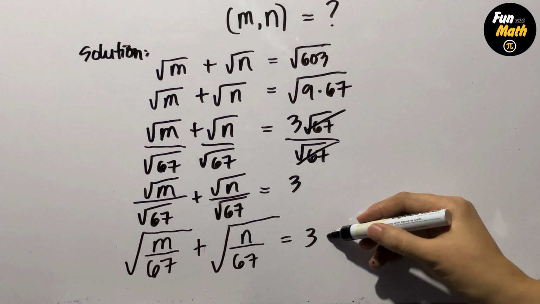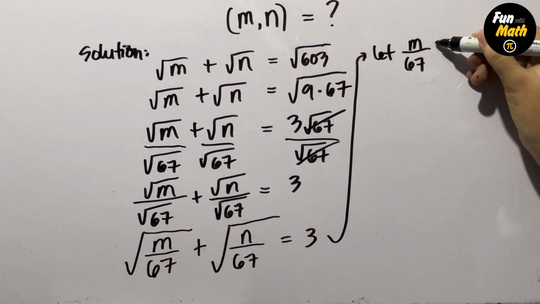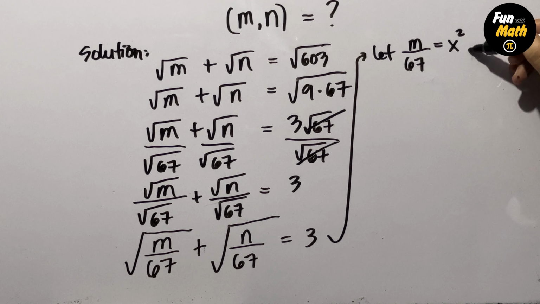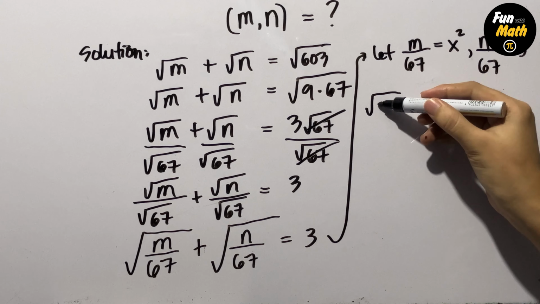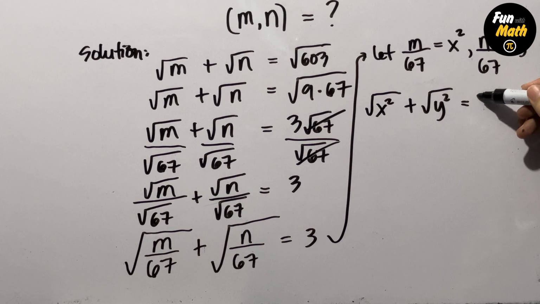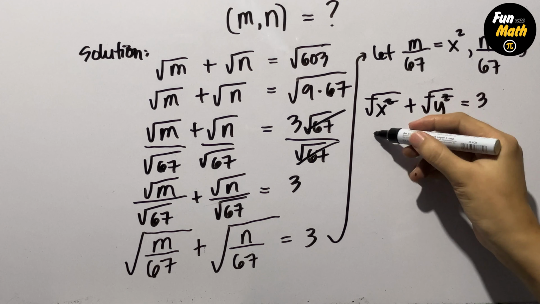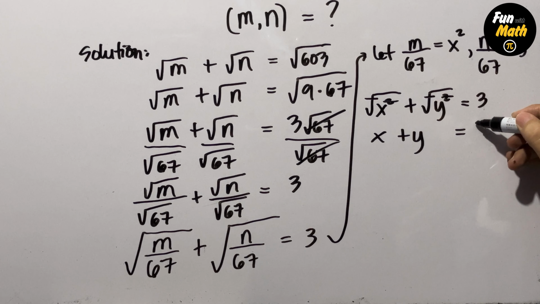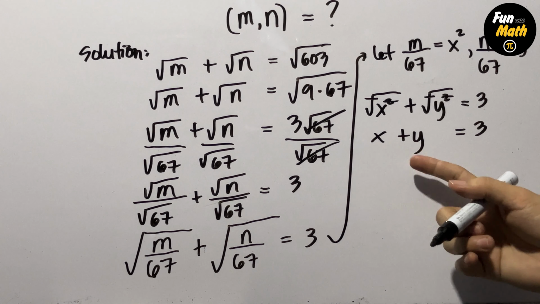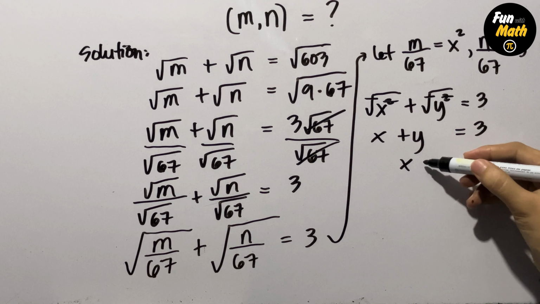Now next is, let m over 67 be equal to x squared and n over 67 be equal to y squared. So to write, this is now square root of x squared plus square root of y squared equals 3. Now for this, we can cancel the square and the radicand. So we're left with x plus y equals 3. Now we have an equation, x plus y is equal to 3, and based on this, we can identify the value of x and y.